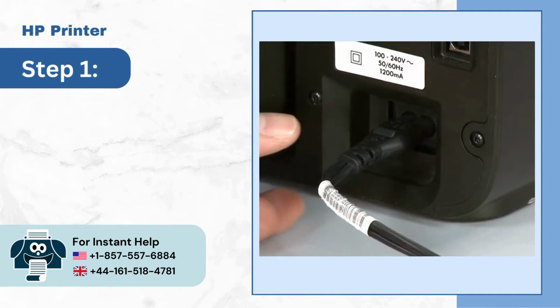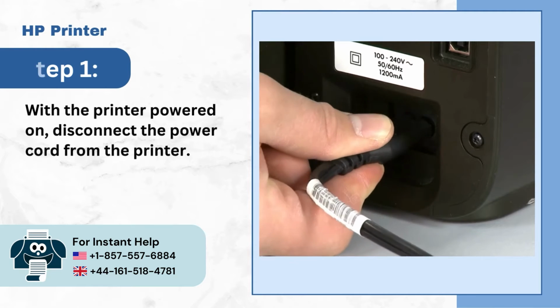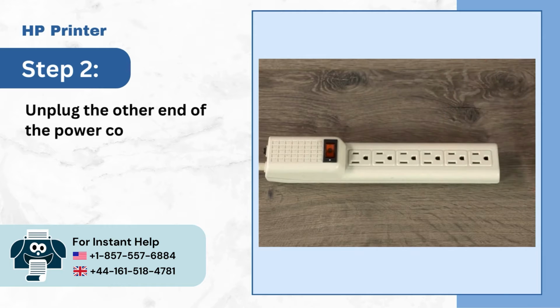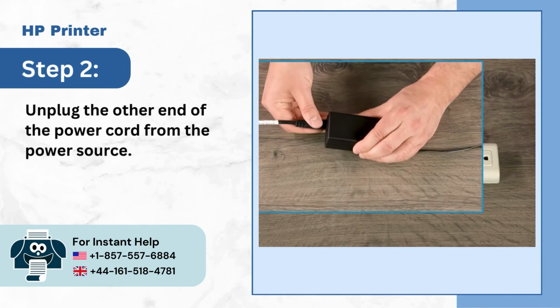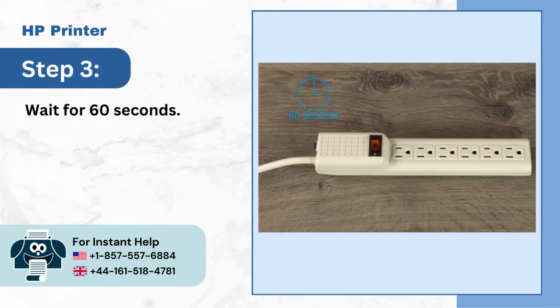Step 1, with the printer powered on, disconnect the power cord from the printer. Step 2, unplug the other end of the power cord from the power source. Step 3, wait for 60 seconds.